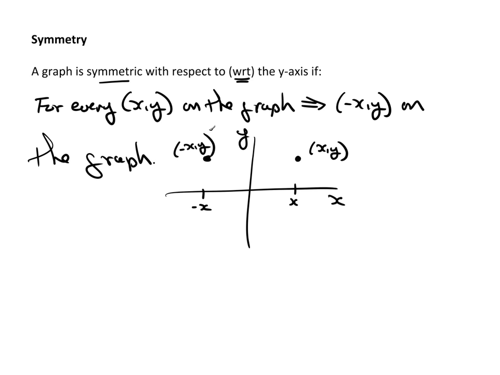So something like a quadratic function, like x squared, the entire function would be symmetric about the y-axis. Likewise for something like negative x squared. Both of these are in fact symmetric about the y-axis.